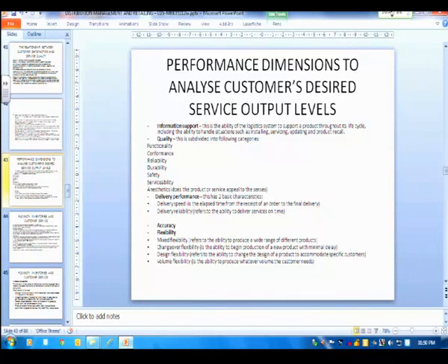Flexibility. Mix flexibility refers to the ability to produce a wide range of different products. Changeover flexibility is the ability to begin production of a new product with minimal delay. Design flexibility refers to the ability to change the design of a product to accommodate specific customers. Volume flexibility is the ability to produce whatever volume the customer needs.